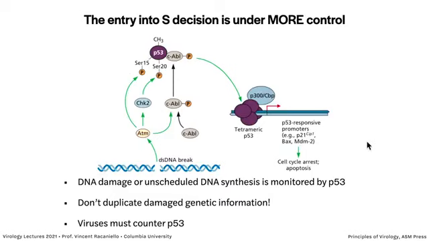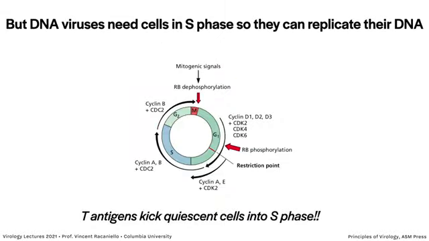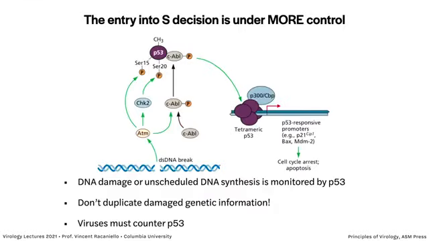But there's the entry into S, the DNA synthesis phase, and let me go back and show you that on the cell cycle. So here's S. Entry into S is controlled by RB, either by phosphorylation or by being bound to T antigens. There's another control of entry into S, and that's mediated by P53, the other protein that's part of this story, which was initially found to bind T antigen.